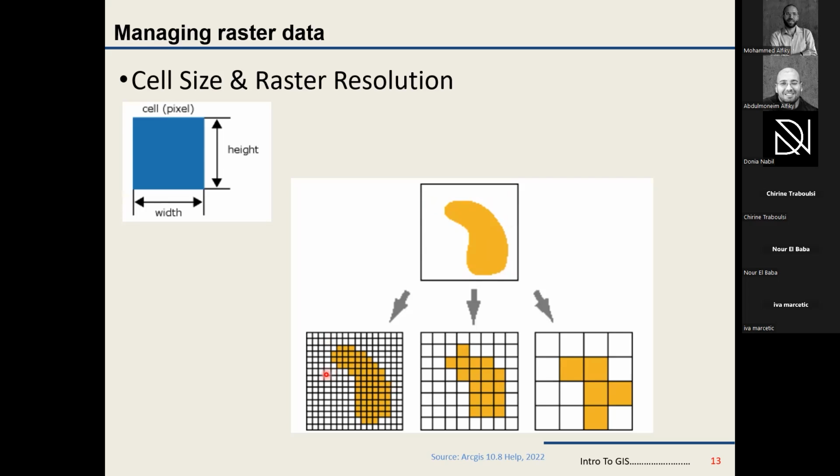The higher the resolution, the smaller the cell size, the more details we see that resemble the vector data. The rougher the resolution, the lower the resolution, the bigger the cell size, the rougher the details look. The resemblance between this and this is getting lower and lower. But if we move here, when we have a much bigger cell size, a much lower resolution, there is no resemblance actually between the two.